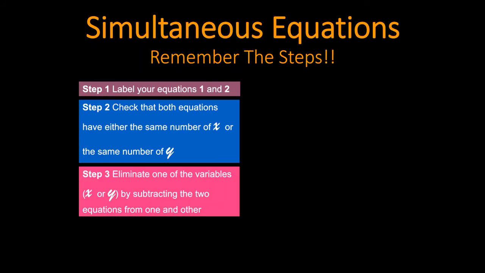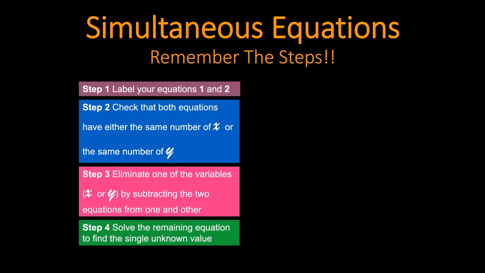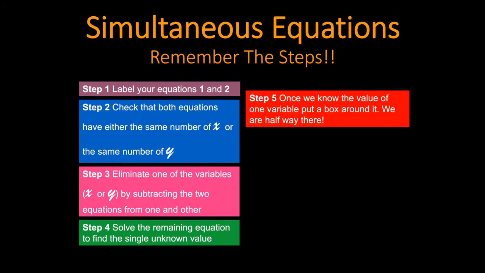Step 3, we're going to eliminate one of the variables, either the x variable or the y variable, by subtracting the two equations from each other. Step 4, we're going to solve the equation that we're left with that's only got one unknown variable in it. Step 5, it's not really a step, but it is encouraging.